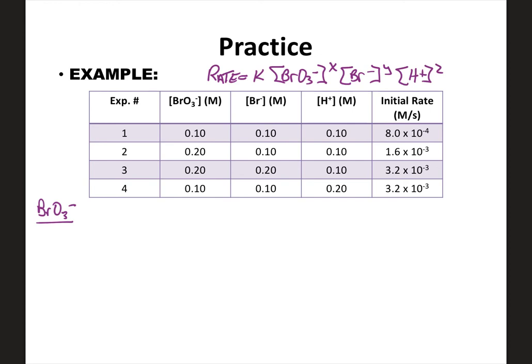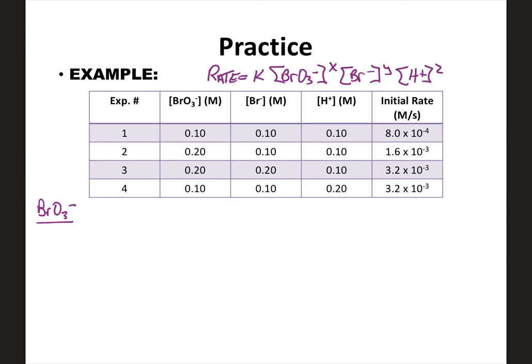So I notice immediately here, though, when I want to do the order for BrO3 minus, in experiments 1 and 2, the concentration data for the Br minus and the H plus are both the same for each, so they would cancel out. So that means I can use experiments 2 and 1 here to determine the order for the BrO3 minus. I see the concentration is greater in experiment 2, so I'm essentially going to do experiment 2 info divided by experiment 1 info, and I'm only going to show the rate and the concentration data here.